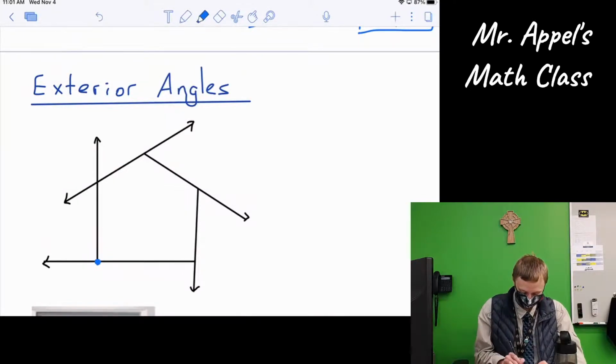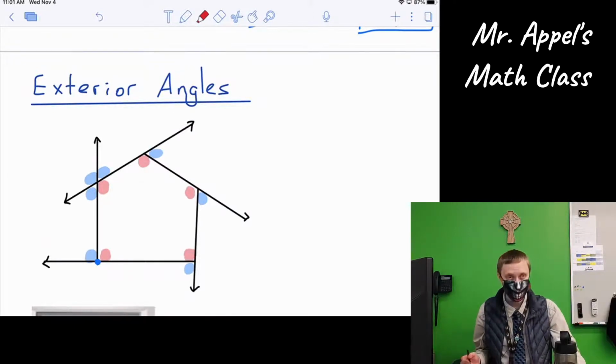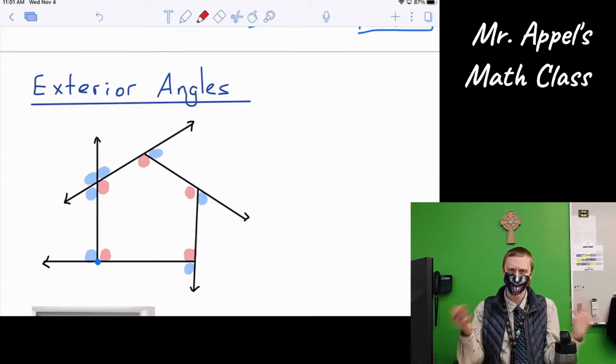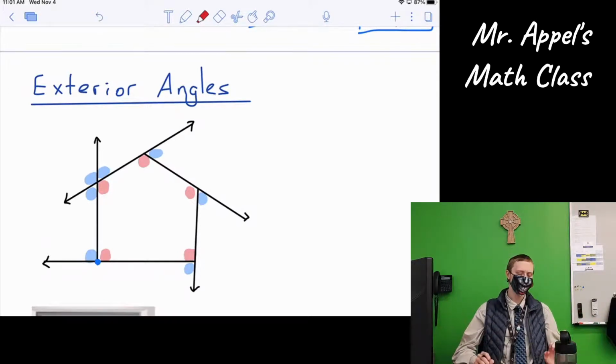In fact, let me switch to a highlighter here. All of these are exterior, and the red ones are interior. You agree? We're quite literally talking about drawing inside and coloring inside the lines. We've done that since kindergarten. Okay?